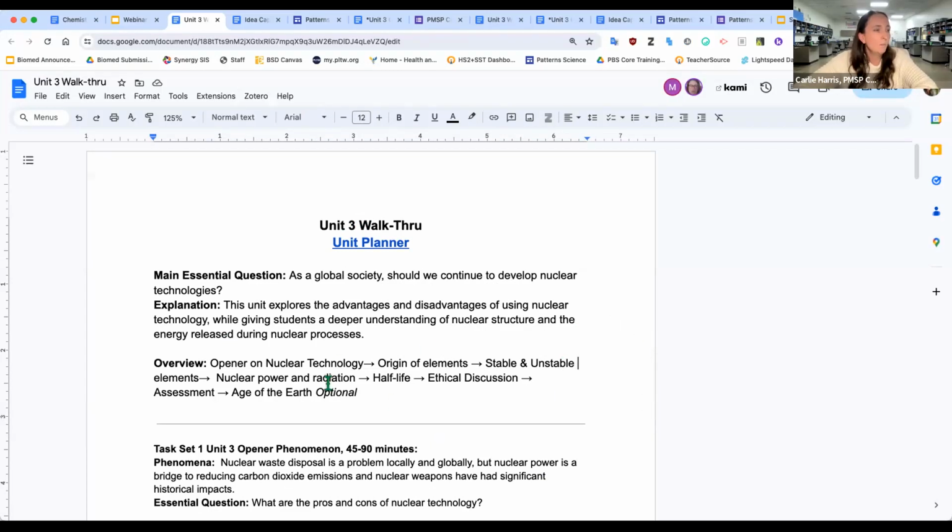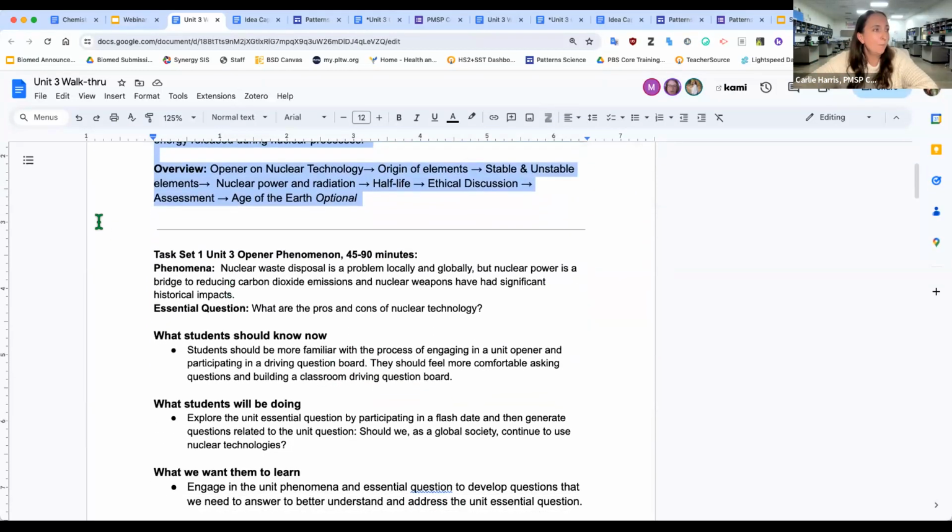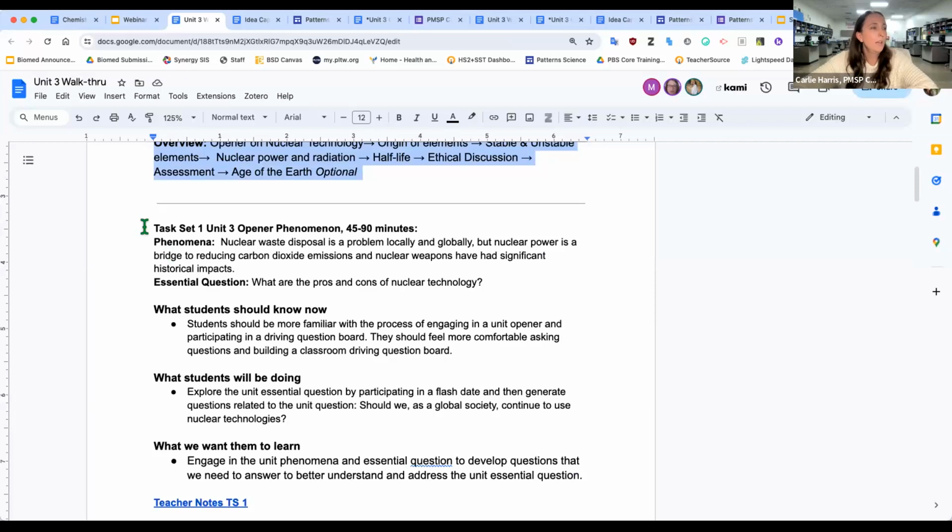But we've been updating all of our units to include this walkthrough that of course goes over the main scope and sequence. But then we've divided it up by task set so that you have a better understanding of how long this could take. We've included the phenomena and the essential question, what students should know now, before they're starting the task set, what exactly students will be doing and what we want them to learn.